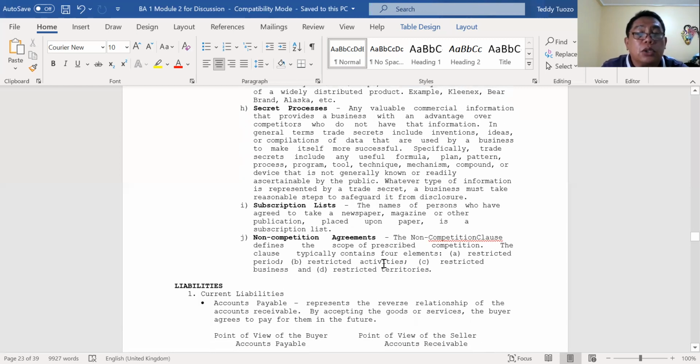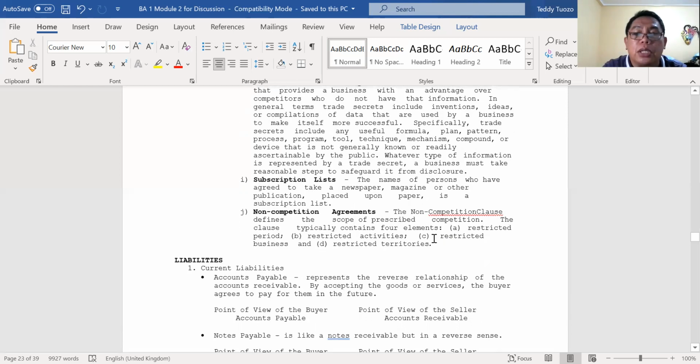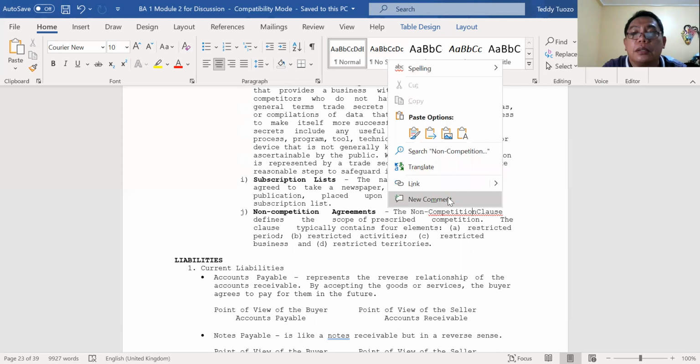Subscription list. Our mobile numbers are actually subscription numbers. Remember, we are able to receive text from government agencies, and these numbers are actually given to the government for them to be able to reach out to the users of these SIM cards. So that is an example of a subscription list. Non-competition agreement. So it requires a non-competition clause.